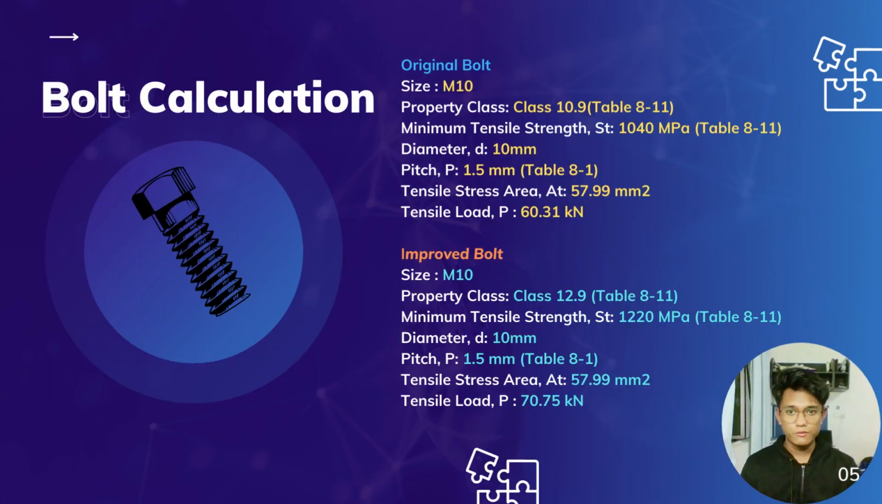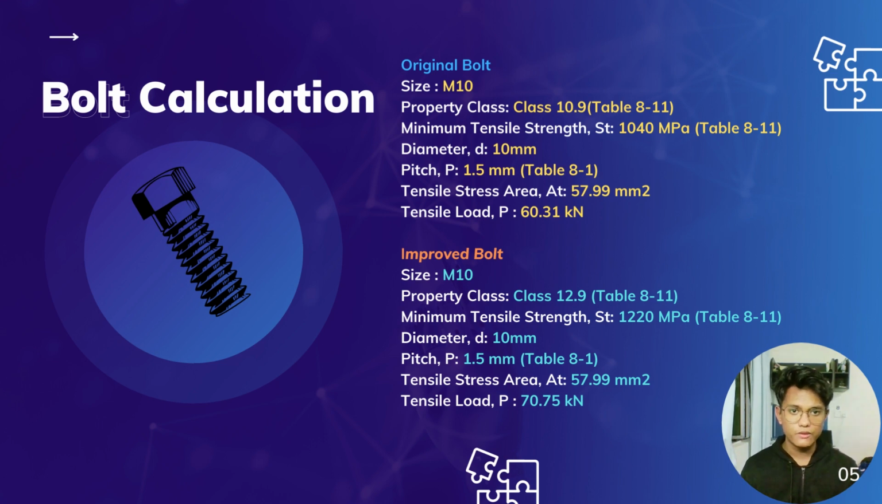I will continue with the bolt calculation. Here we have the calculation of two bolts, which are the original bolt and the improved bolt. These are the parameters that we use to calculate the tensile load, the final value. Okay, first we have size, then property class, minimum tensile strength, diameter, pitch, tensile stress area, and tensile load.